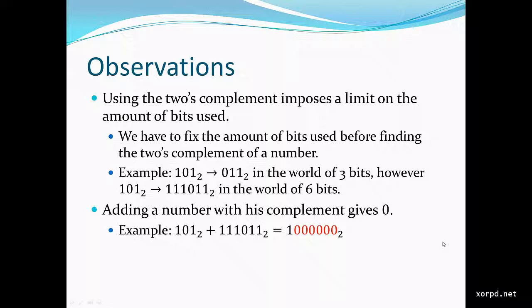Another interesting observation: adding a number with its complement gives 0. For example, if we take this number, 101, and add it with its complement in the world of 6 bits, we are going to get this result. As we consider only the lowest 6 bits, we actually get 0. This should not be a surprise, mostly because the complement of a number should represent somehow its negative counterpart. This number is actually the minus of this one in the world of 6 binary digits.